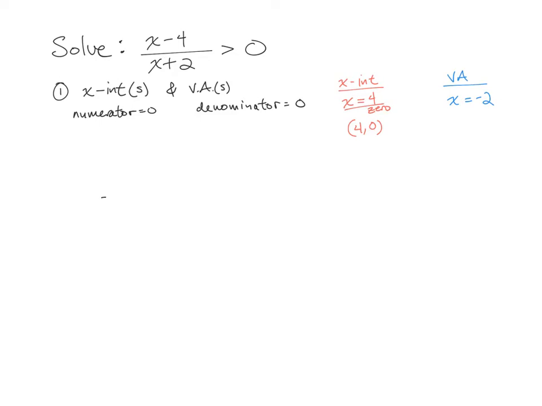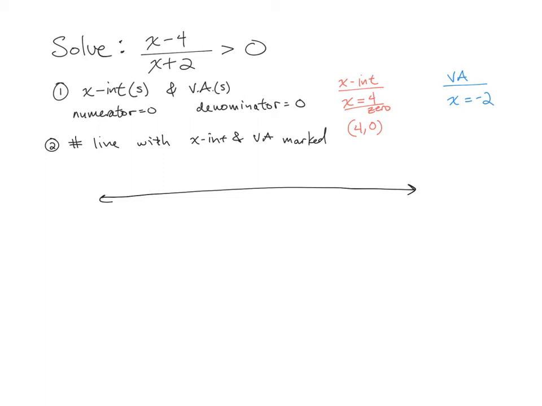Next, we set up a number line. That should feel pretty familiar. We will have a number line with the x-intercept and vertical asymptote marked. So all that means is I'm going to put here the -2 and the 4, of course in the correct order, and I'm going to mark this one as being my x-intercept, and this one as being my vertical asymptote.